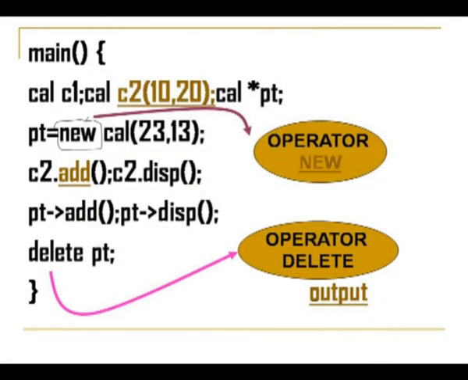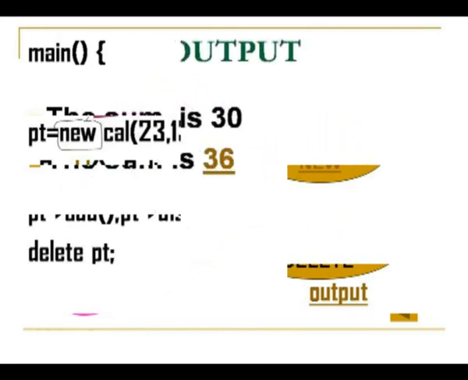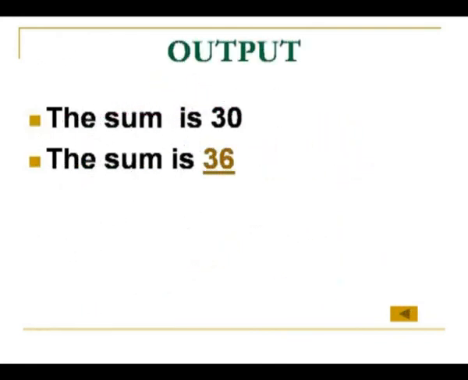The output is all in this display function. So C2.disp and pt->disp. So this disp is going to display the added sum. In the case of C2 the numbers are 10 and 20. In the case of pt the numbers are 23 and 13. So the first result should be 30 and the next result should be 36. So whether the result is correct, the sum is 30 and the sum is 36. So this is how the pointer variable and a normal object can be used to access the members of a function.